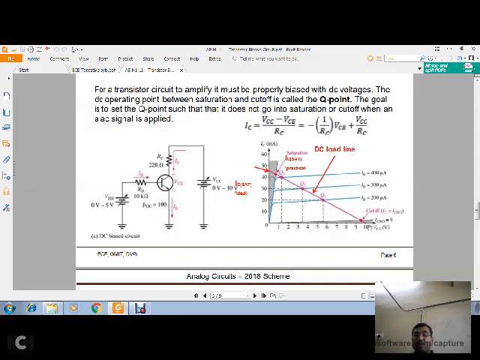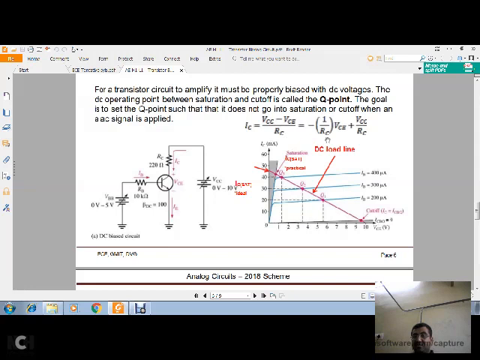So you need to know how to draw the DC load line here. The line which is drawn between the saturation and cutoff region is the DC load line. In order to draw this DC load line, one should have this equation. How do you get this equation? By applying KVL to the output circuit, because we are studying the output characteristics. So you can see IC is equal to (VCC minus VCE) by RC.